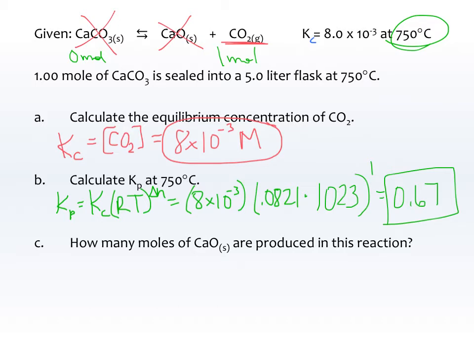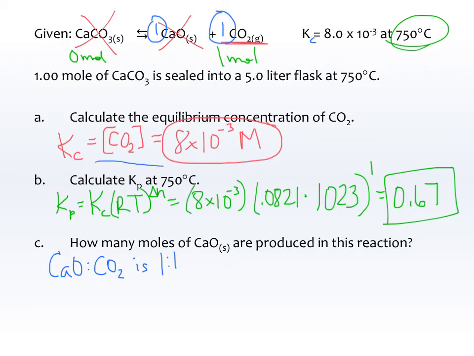That's my final answer. So how many moles of CaO are produced in this reaction? Well, I can tell from the balanced equation that CaO is in a 1-to-1 ratio with CO2. For every 1 mole of CaO that's produced, 1 mole of CO2 is produced. CaO to CO2 is 1-to-1. So all we have to do is figure out how many moles of CO2 are produced in this reaction, so that then we can know how many moles of CaO are produced in this reaction.